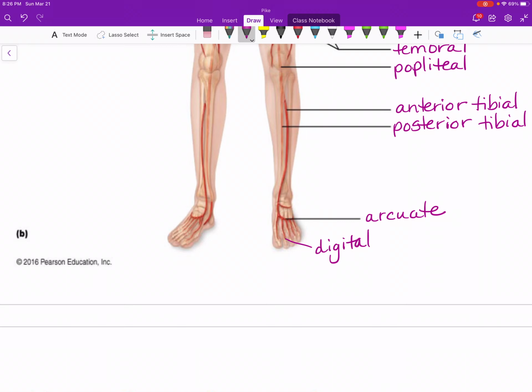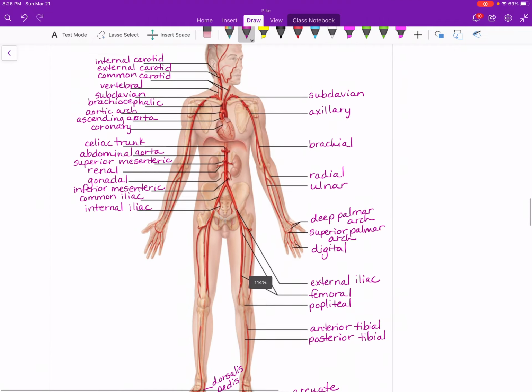Okay. And another one that we can see a little bit is the one that goes down underneath. That is what the anterior tibial goes behind or underneath the foot, and it's called dorsalis pedis. So it really means back of the foot. It goes down underneath. Okay, so that's labeling the picture.